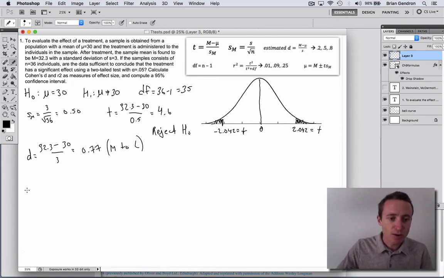All right, the next thing we can do is calculate r squared. R squared is another alternative for effect size. And so its formula is right here. You take your calculated value of t and square it, and then divide by t squared plus degrees of freedom. So it looks something like this. 4.6 squared over 4.6 squared.